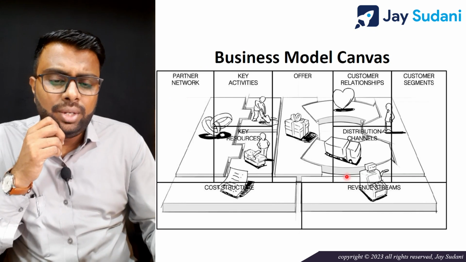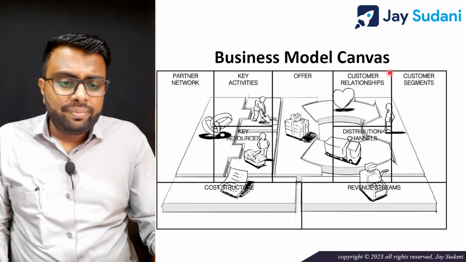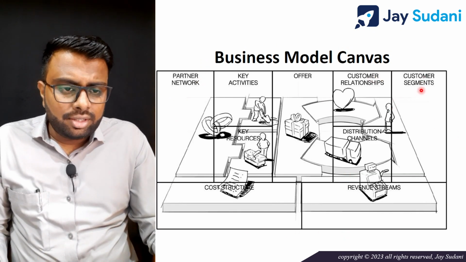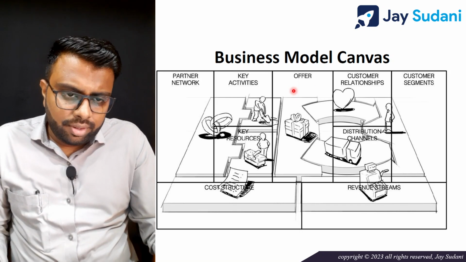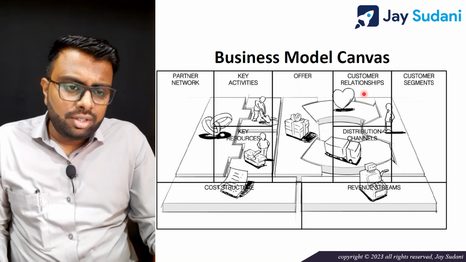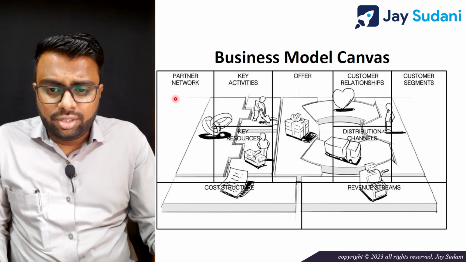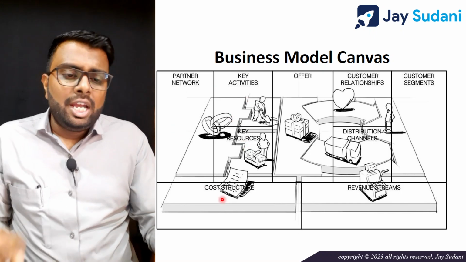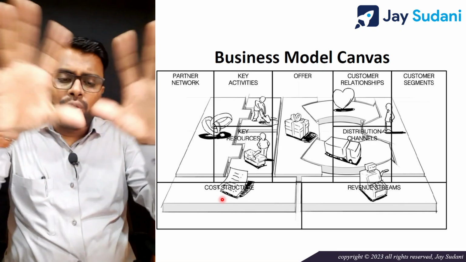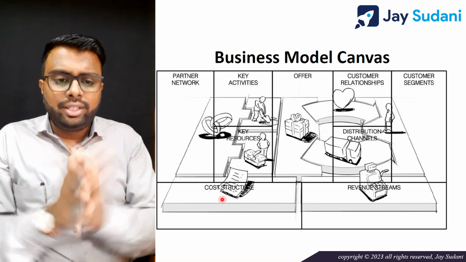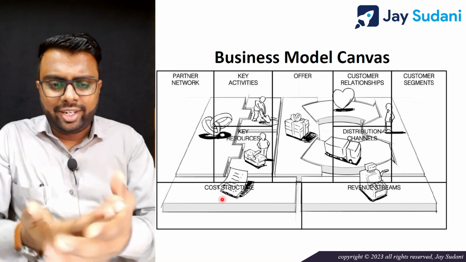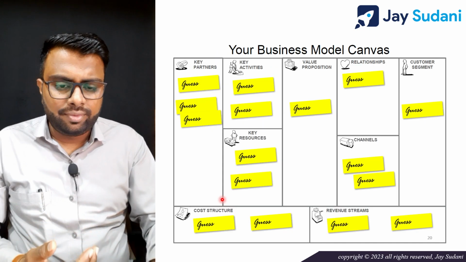So overall, if you see, the business model looks like this. These are all 9 components: customer segment, then value proposition, channels, relationship, revenue streams, resources, activities, partners, and then cost structure. Now, if you have clear understanding about all these 9 blocks, I think your business model is ready and you should start operations very soon.